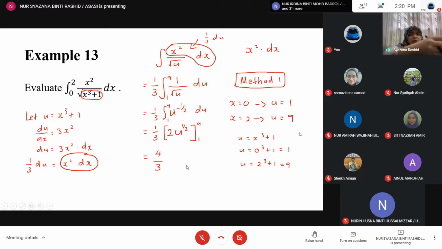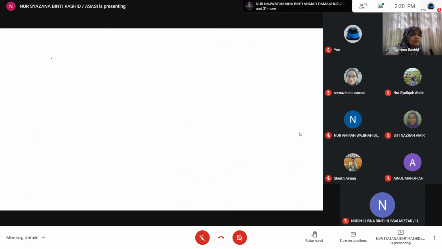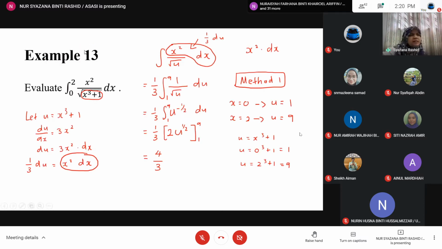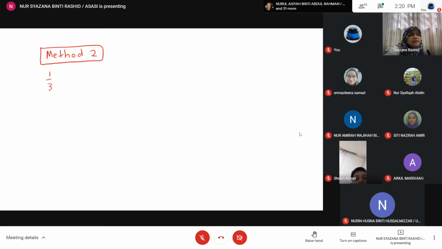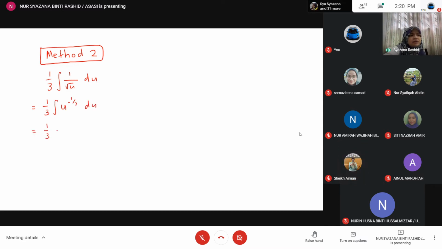Now I will show you method 2. Nanti kita compare. Method 2 of solving definite integral for substitution. Okay, saya nak ambil dari mana? Saya ambil dari sini. From here, I have 1/3. Ni lepas I tukar. Okay, then I integrate. Tukar dulu, U negative U. Now I integrate 1/3.